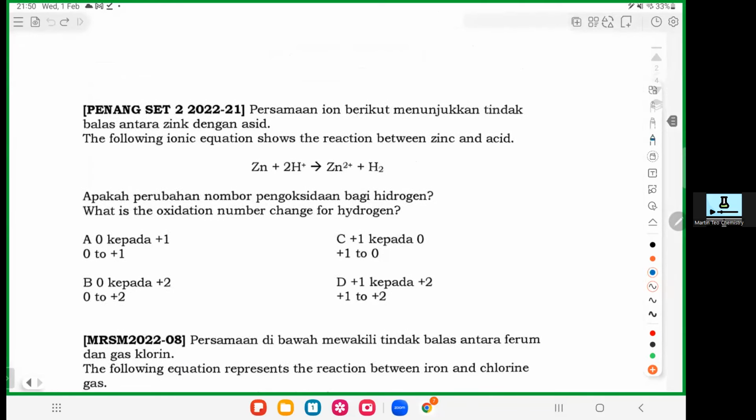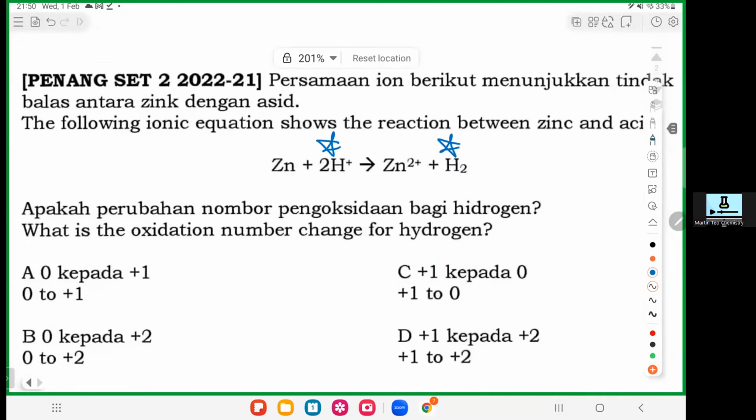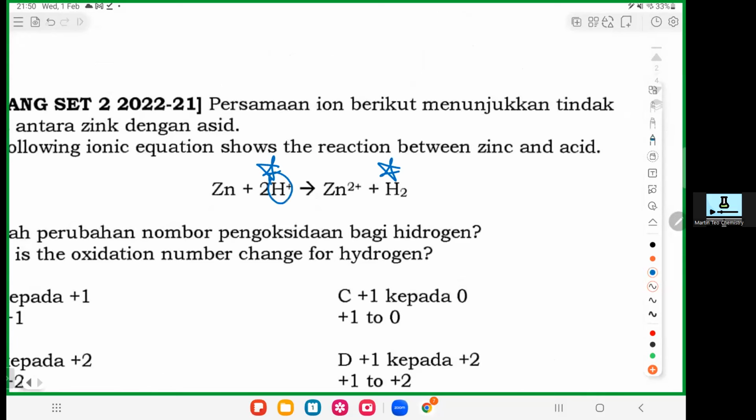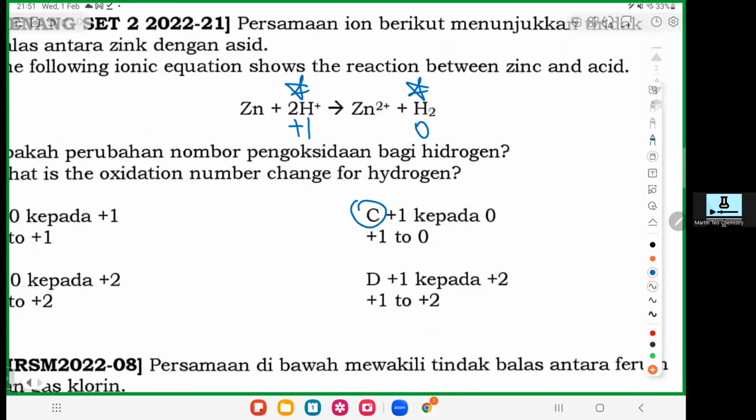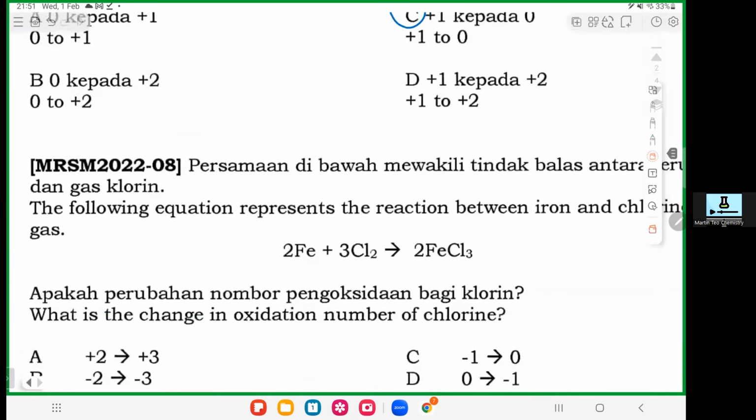So first of all, what is the oxidation number change for hydrogen? They only ask about hydrogen, on the left and the right. So hydrogen, can we list out the oxidation number? On the left-hand side, H+. So H+ has a charge, it is an ion. When you are an ion, the oxidation number follows the charge, +1. What is the oxidation number for hydrogen on the right? This hydrogen only has 1 species, it is an element. Element is 0, isn't it? Remember, element is 0. So +1 to 0, as simple as that. Answer C. Next one.